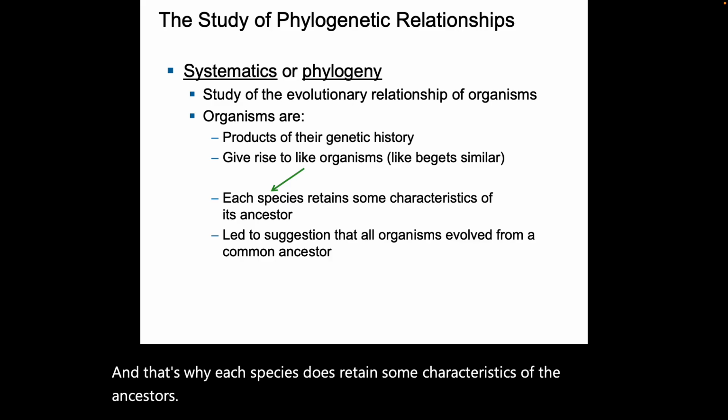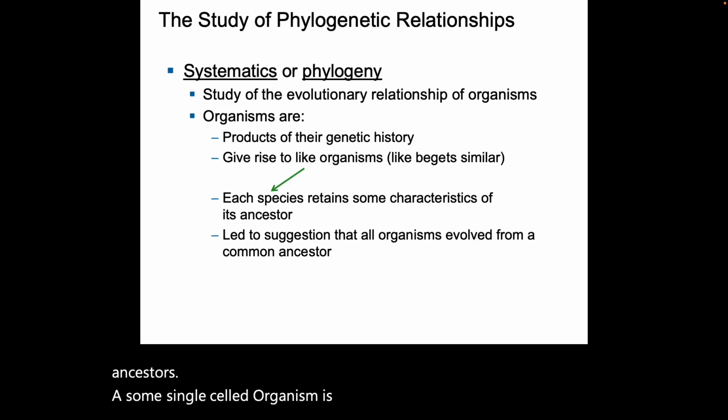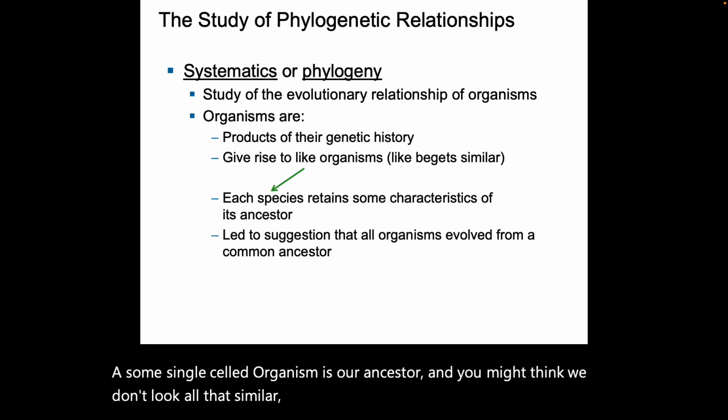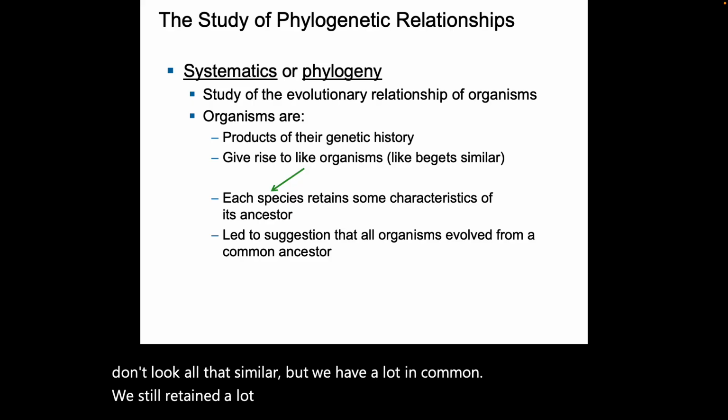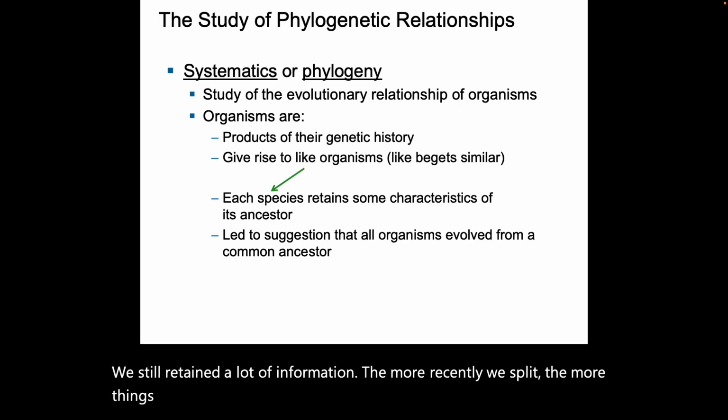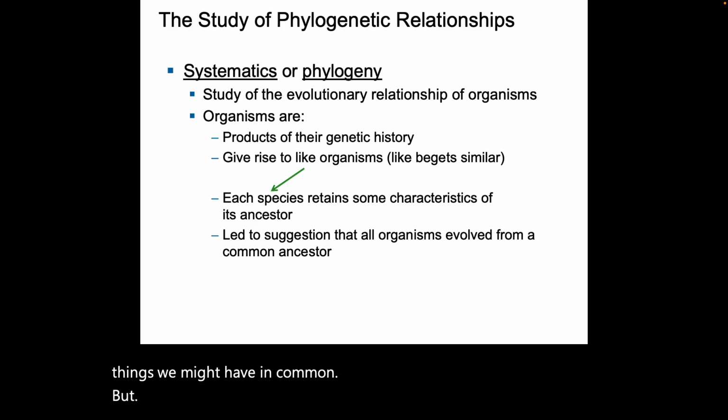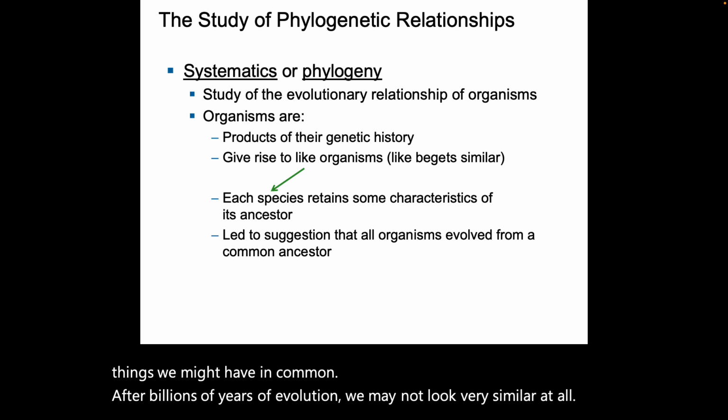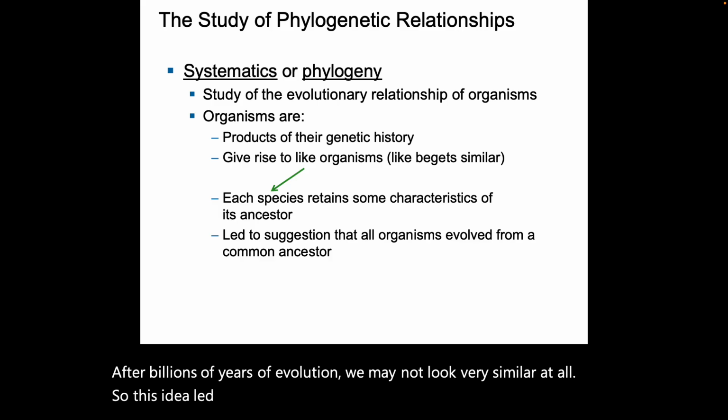Some single-celled organism is our ancestor. And you might think, well, we don't look all that similar, but we have a lot in common. We still retained a lot of information. The more recently we split, the more things we might have in common. But after billions of years of evolution, we may not look very similar at all. So this idea led to the theory that organisms all evolved from a common ancestor.